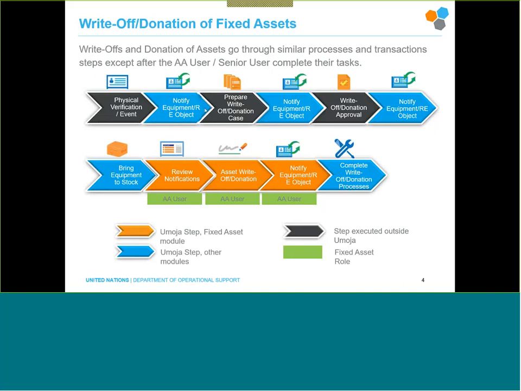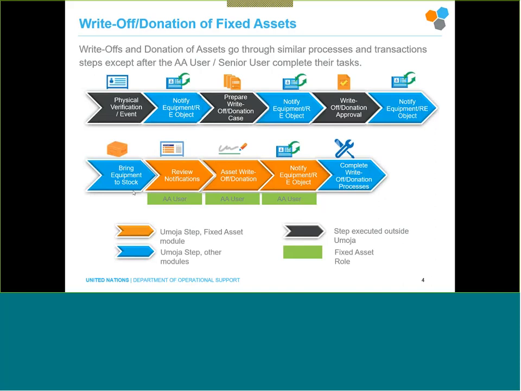So here you have a very brief summary of the write-off process for a donation of an asset. And these, in orange, are the steps that the FA15 or asset accounting user should perform in the system.